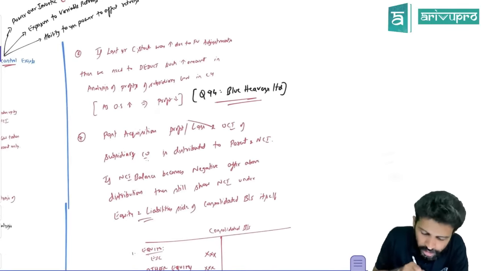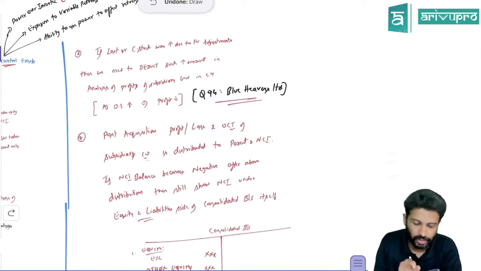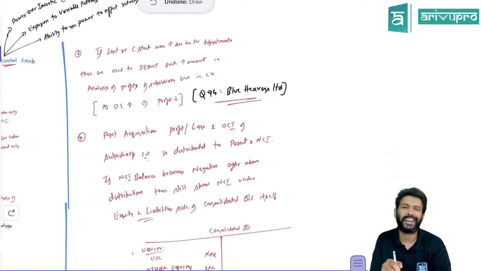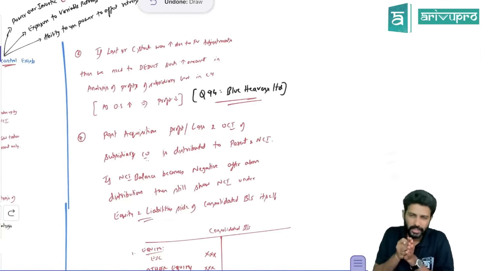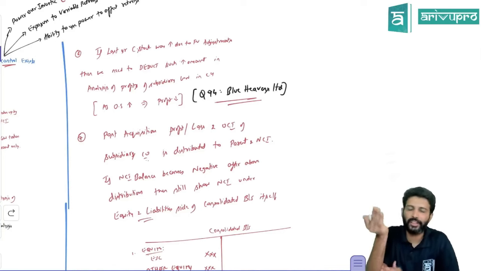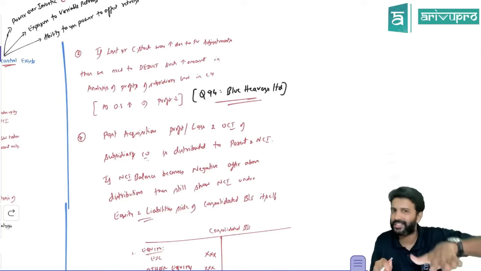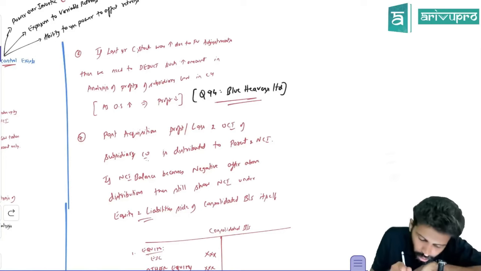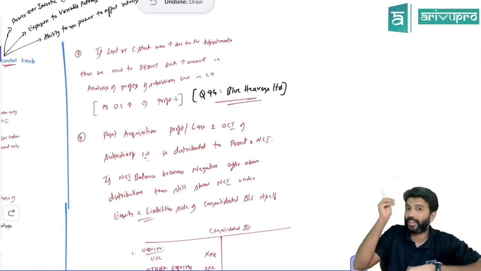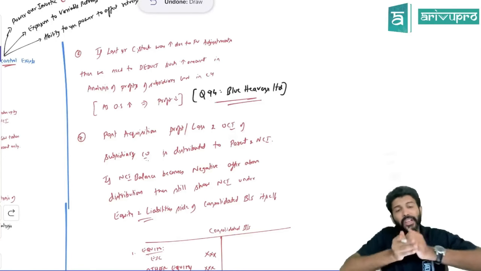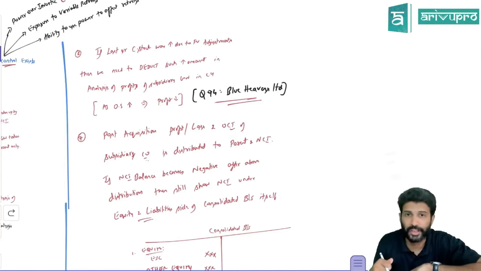Okay. And post-acquisition profit or post-acquisition loss in OCI of subsidiary company is given to both parent and subsidiary company. Obviously, if there is post-acquisition profit, net asset will increase. If there is post-acquisition loss, net asset will reduce. Not only post-acquisition profit or loss, even if the subsidiary company has any OCI items, that also will be distributed among parent and NCI. Okay.